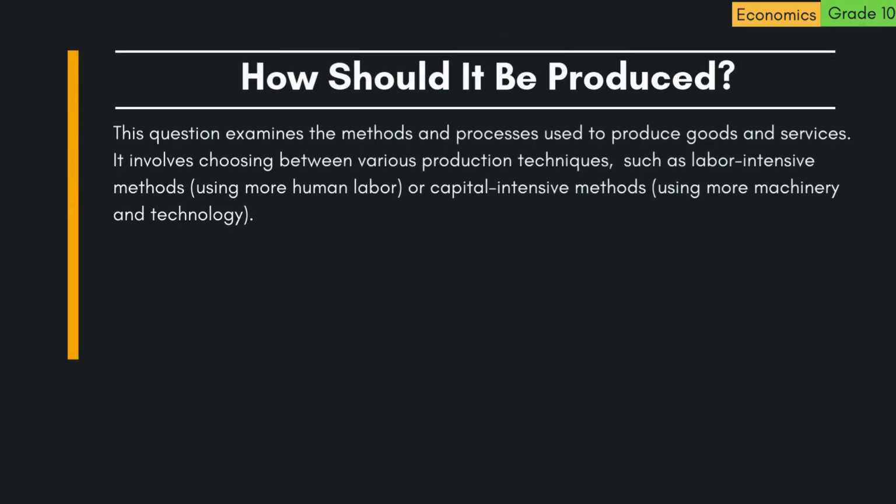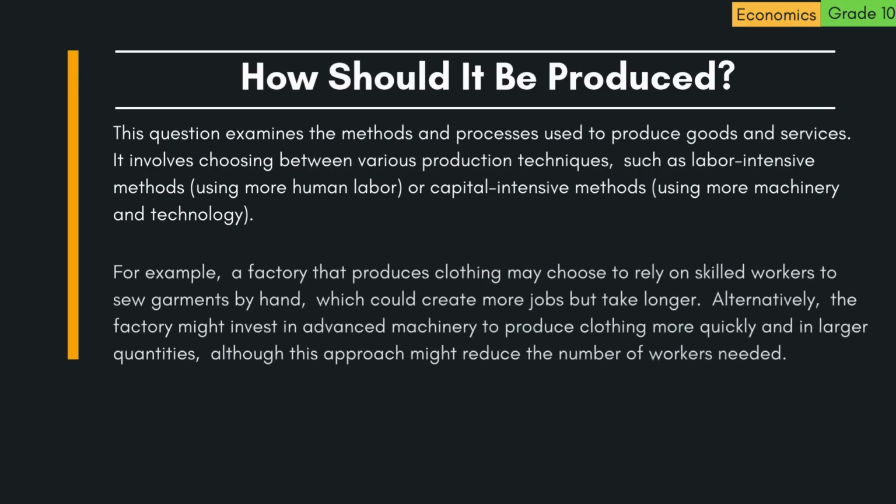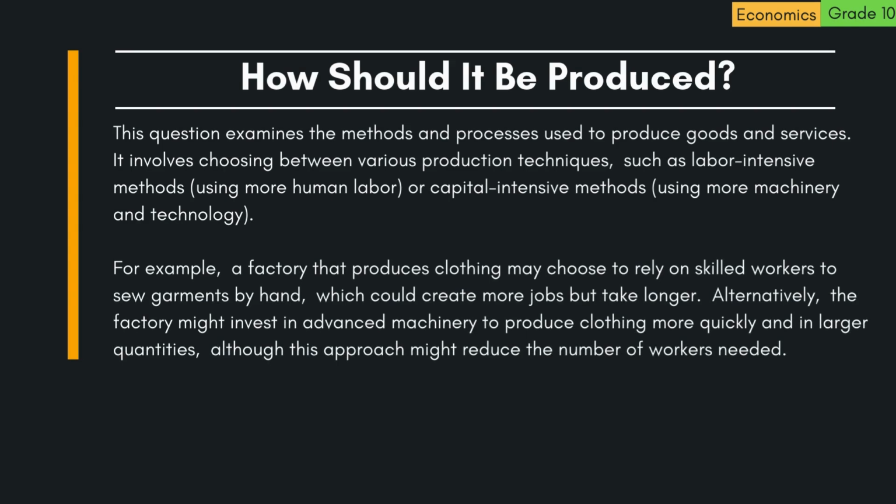2. How should it be produced? This question examines the methods and processes used to produce goods and services. It involves choosing between various production techniques, such as labor-intensive methods, using more human labor, or capital-intensive methods, using more machinery and technology. For example, a factory that produces clothing may choose to rely on skilled workers to sew garments by hand, which could create more jobs, but take longer.